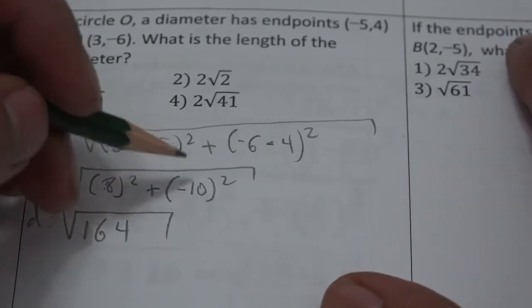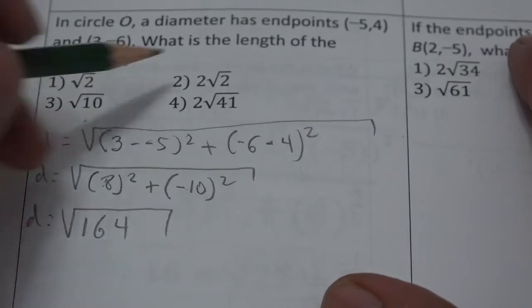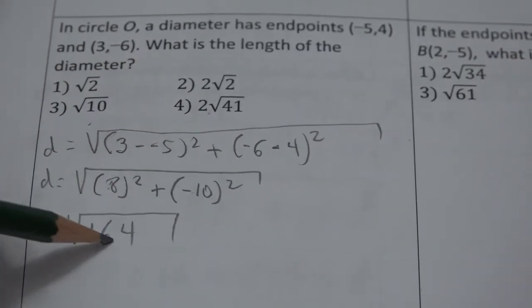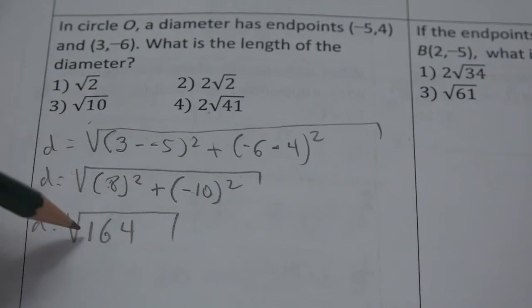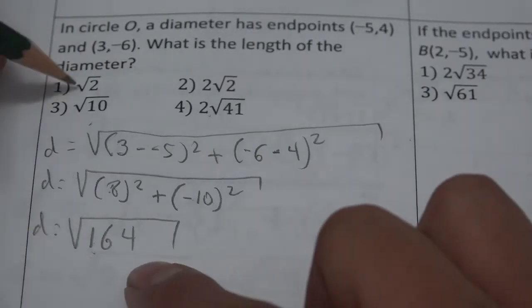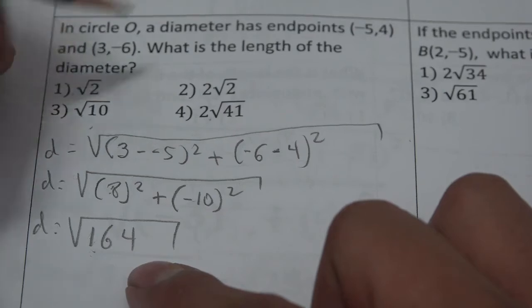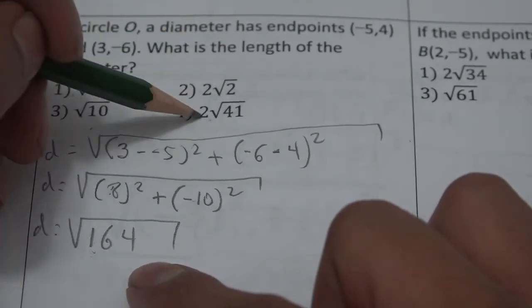8 squared is 64, and negative 10 squared is 100, so this is 164. Now, the square root of 164, let me tell you something. The square root of 100 is 10. The square root of 144 is 12. The square root of 169 is 13, so this is close to 13. Radical 2 is not going to be 13. The square root of 10 is not going to be 13. 2 times the square root of 2 is not going to be 13.